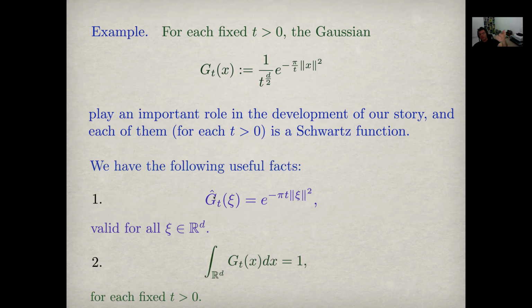The Fourier transform of the Gaussian is another Gaussian. Notice that the minus pi over t in the exponent gets flipped to a minus pi times t on the Fourier transform side. That becomes useful later on, as we'll see, for the theta function. But anyway, the second property is that the total mass of every Gaussian is 1. It means that the area under the curve, or the volume under the surface, is 1. Another way of saying it, they are probability distribution functions for any fixed t.